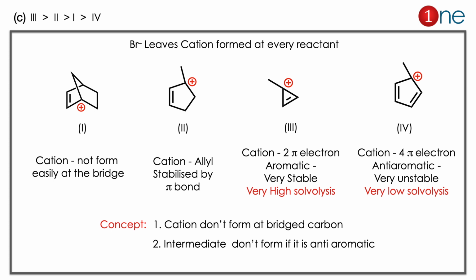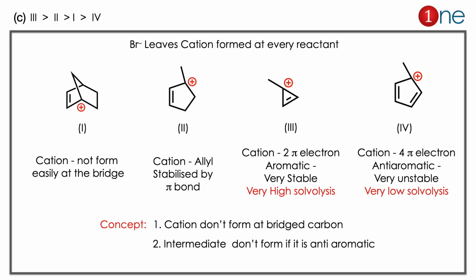So it has very low solvolysis. So the real competition is between 1 and 2, and it will be easy to compare. For 1, if you remove the bromine, you form the cation at the bridged carbon, so the cation doesn't form easily. So 1 will be less reactive than 2. 2 has the advantage of an allyl cation, so it will be much more stable than 1. So if you compare the order, the third comes first, it is aromatic; the second comes next, it is a conjugated system; then the first, the bridged cation; the fourth is the anti-aromatic one. So the answer is clearly C.